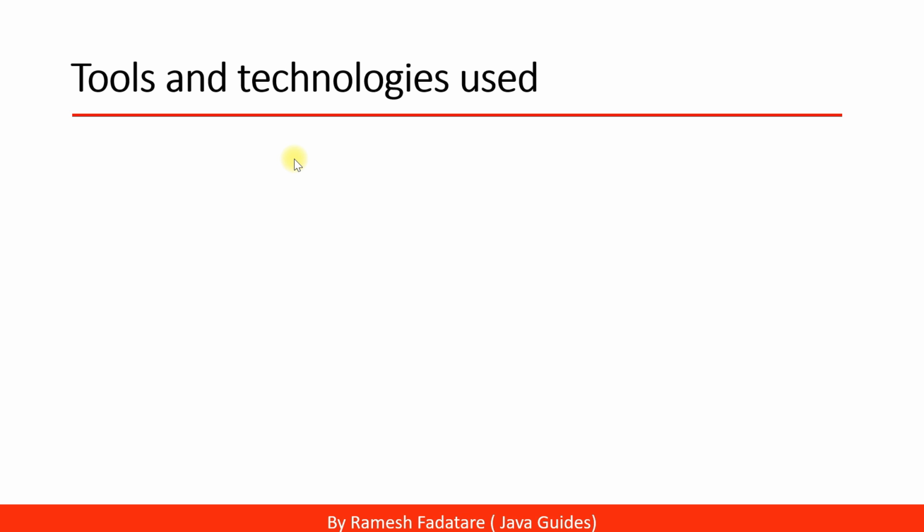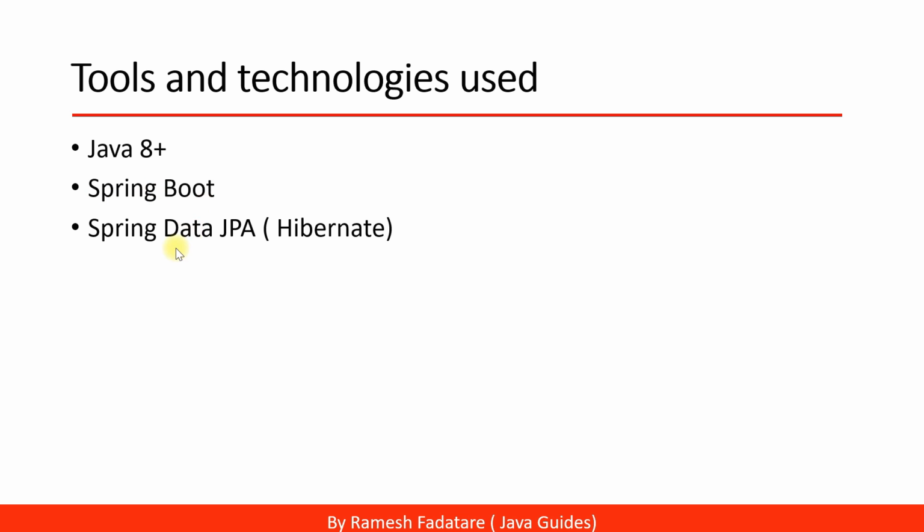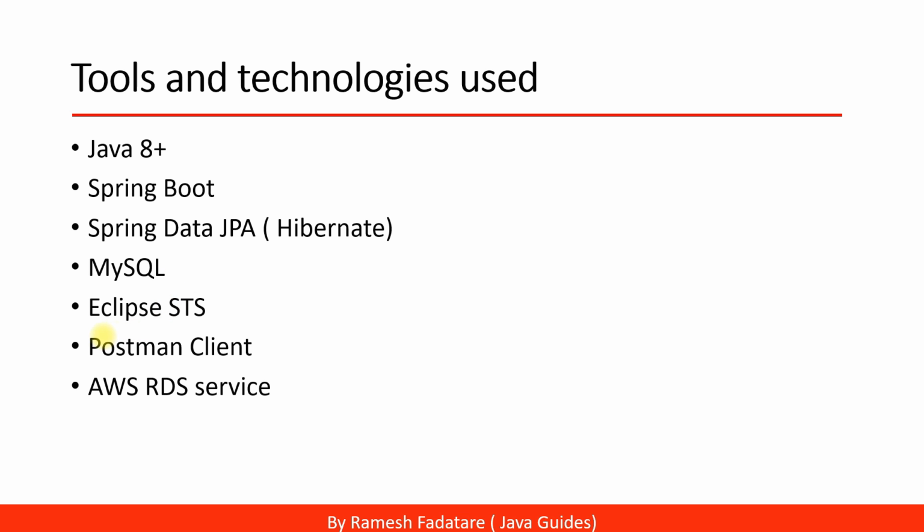And here are the tools and technologies that we will be using in this course. We will use Java 8 Plus, and we use Spring Boot, and we use Spring Data JPA, which internally uses Hibernate as a JPA provider, and we are going to use MySQL database to store and retrieve the data, and we use Eclipse STS IDE to build our Spring Boot application, and then we use Postman client to test REST APIs. Next, we use AWS RDS service to deploy MySQL database on AWS Cloud, and then we use AWS Elastic Beanstalk service to deploy our Spring Boot CRUD application on AWS Cloud.